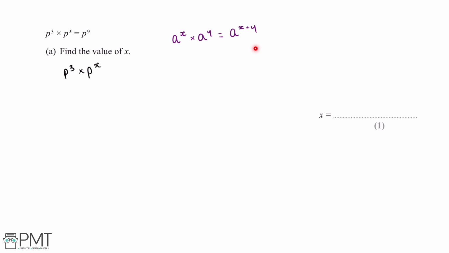So if we use this rule, this means that p to the power of 3 multiplied by p to the power of x will give us an answer of p to the power of 3 plus x. So if p to the power of 3 multiplied by p to the power of x equals p to the power of 3 plus x, then this means that p to the power of 3 plus x is equal to p to the power of 9. So we can simplify this down to 3 plus x is equal to 9. And then if we minus 3 from both sides, we get an answer of x equals 6.